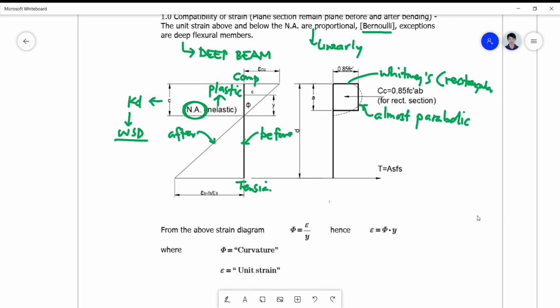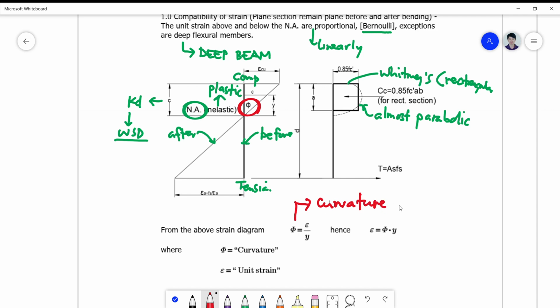Let's talk about a more important, significant variable, which is phi. This phi here is actually the curvature defined on the basis of your strain diagram, which is differently defined in your textbook when it comes to deflection. So basically phi is defined in your deflection concept as your what? M over EI.